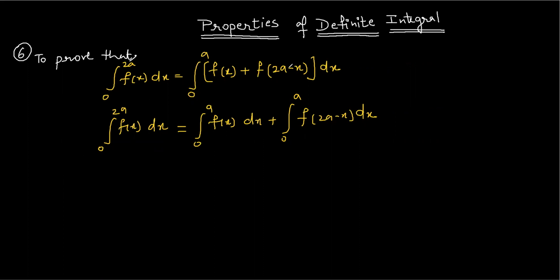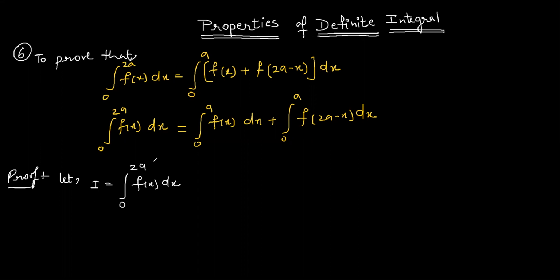The proof will start as follows. I write proof and I will begin with LHS. I will write let I equals 0 to 2a f of x dx. And the next step, what I write is, I use the property.